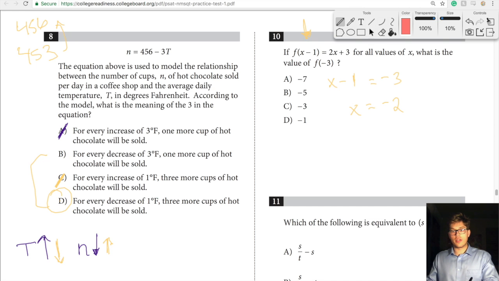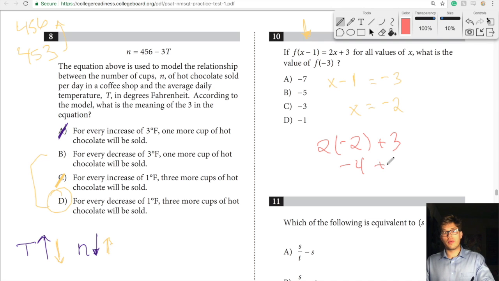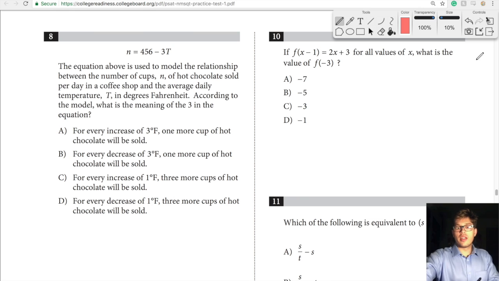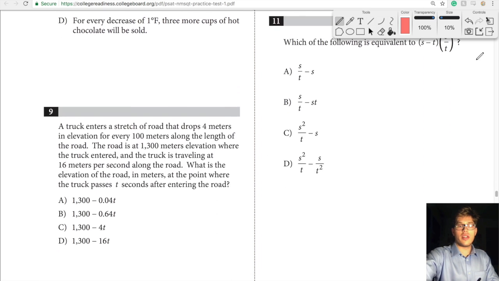So if x is minus 2, then we plug that into our expression. 2 times minus 2 plus 3. We get minus 4 plus 3, which equals, of course, negative 1. So D, negative 1, is our answer. All right, let's look at 9 and 11.